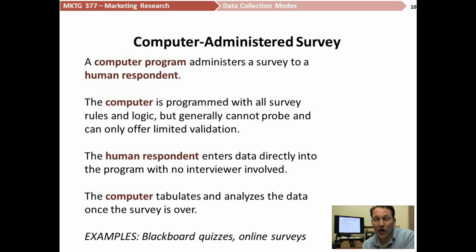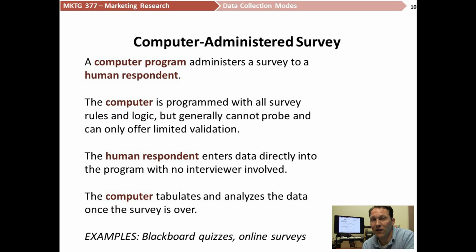And the computer is programmed with all of the survey rules, all the survey logic, all of the questions, but it generally doesn't have the ability to probe, and it generally can only offer limited validation. In other words, if it asks what year were you born and you type in the word 70, it can say, oh, I only want numbers. So there are some limited options available, but not a lot. It can also make sure, if you're supposed to answer a question and you don't answer it, that you do answer it. It can do things like that, but it's still pretty limited. The human respondent in a computer-administered survey enters data directly into the program with no interviewer involved, and that's really key.